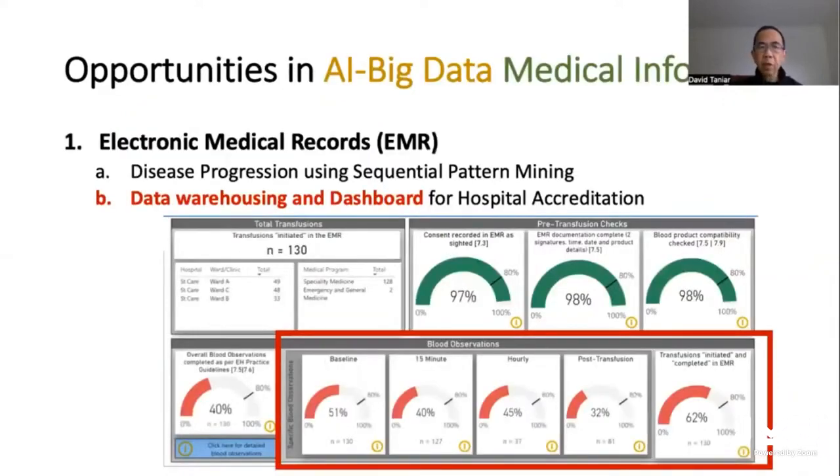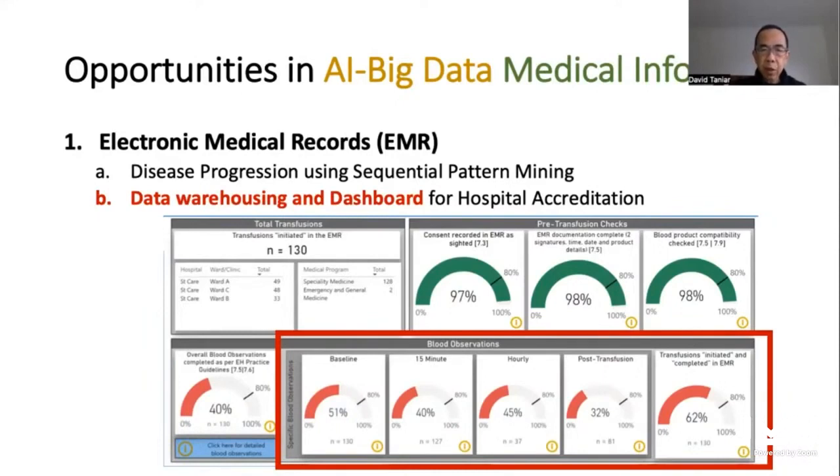The second one that I would like to touch on is data warehousing and dashboards. As you may have heard from the literature, electronic medical records are seldom used for decision making. I read in the literature that only 3% of electronic medical records are used by doctors for decision making. So basically, they are only dumping grounds. They only store data, and it is very rare to analyze it.